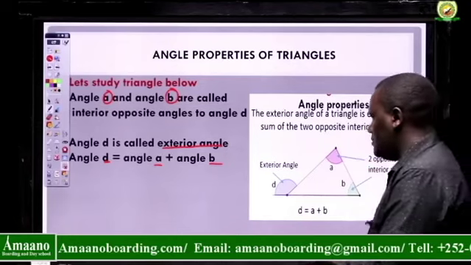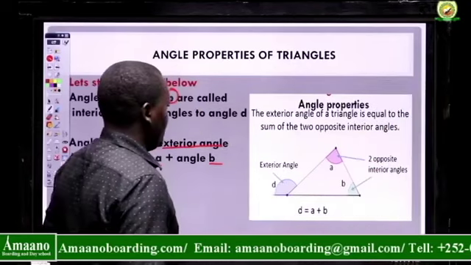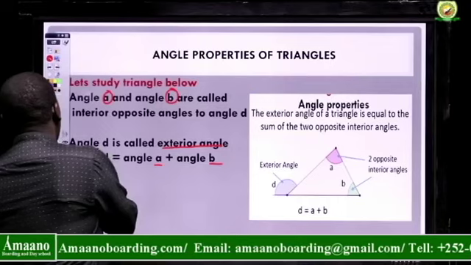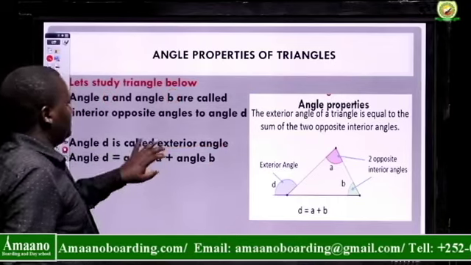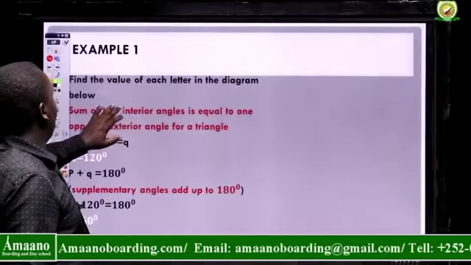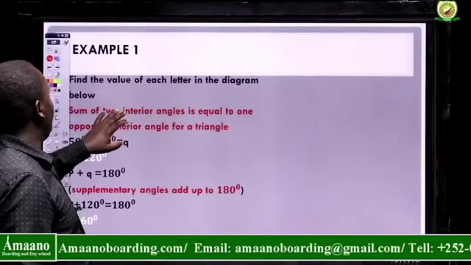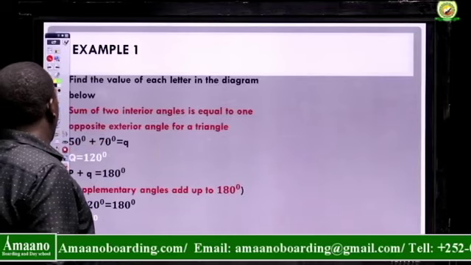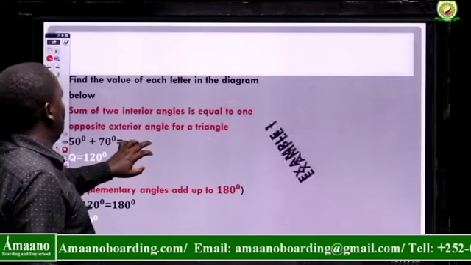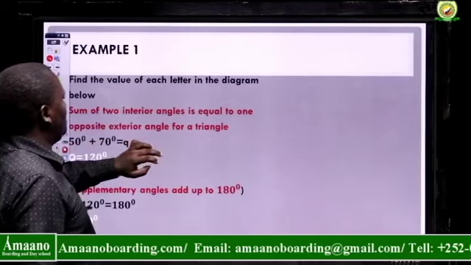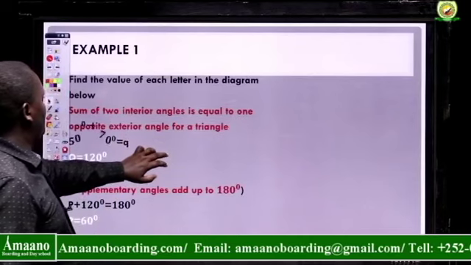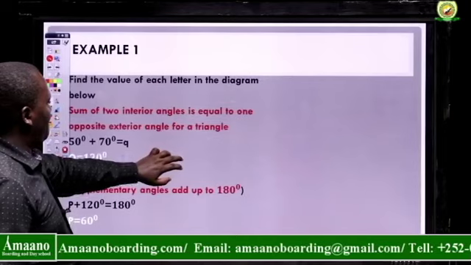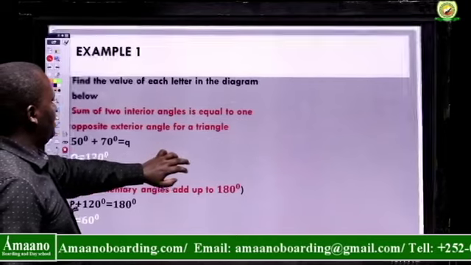Now let's go to the figures instead of using the letters. Then we see how we can find those angles. Find the value of each letter in the diagram below. Okay, let's look at the diagram. Right, that's example 1. Diagram is coming. Okay, it's there.